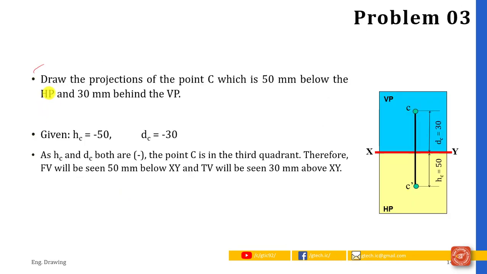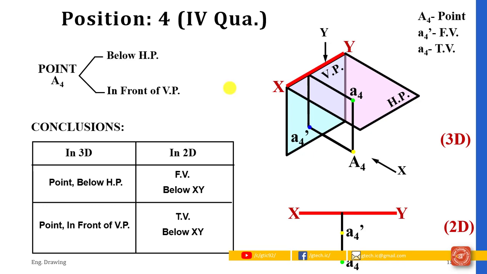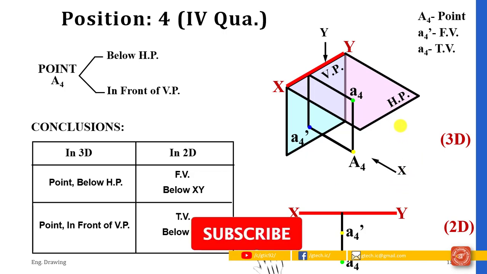Problem number 3. Now you have to draw the projection of point C, which is 50 millimeter below the HP and 30 millimeter behind the VP, and this one is the correct orientation of a point in third quadrant. Now we are assuming the point in the fourth quadrant and it's below the HP and in front of the VP. You can see in 3D the point is below the HP and in front of the VP, and in 2D you can see the front view is drawn below the XY line and the top view is also drawn below the XY line, and these are the representations of points in fourth quadrant.